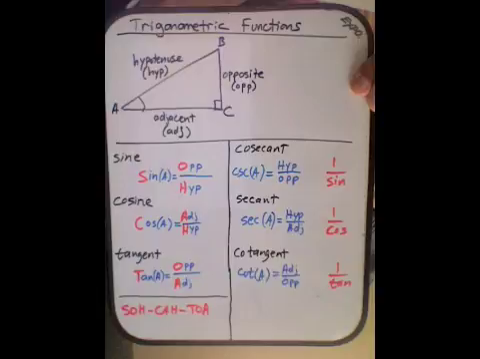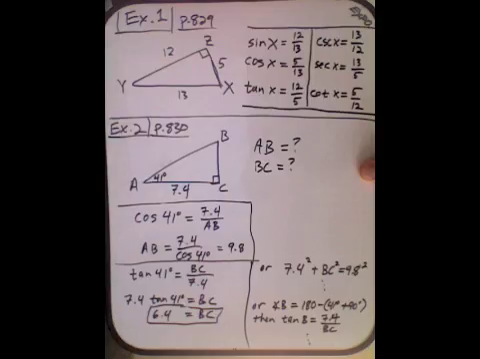There are 3 others called cosecant, secant, and cotangent, and they are defined to be hypotenuse over opposite, hypotenuse over adjacent, and adjacent over opposite. Cosecant is 1 over sine. Secant is 1 over cosine, and cotangent is 1 over tangent. We're really not going to do much with them this year, except just calculate them, but they do turn out to be interesting and useful, and you'll see a lot more of that next year.